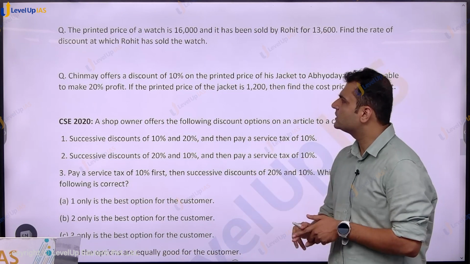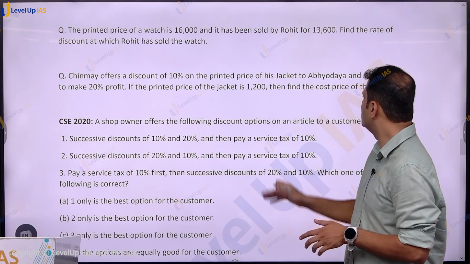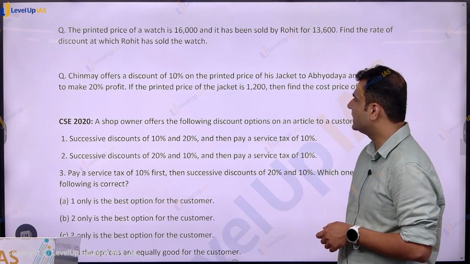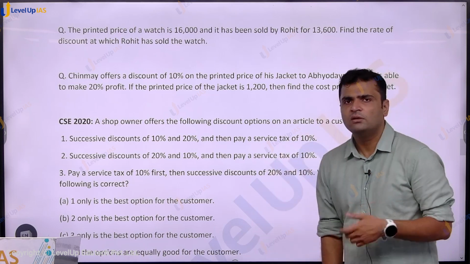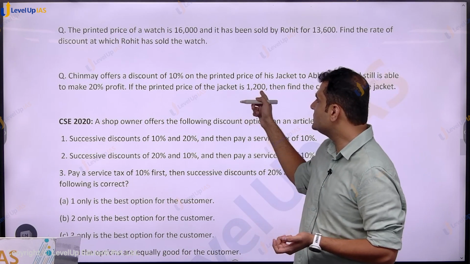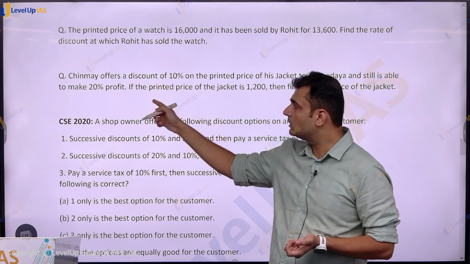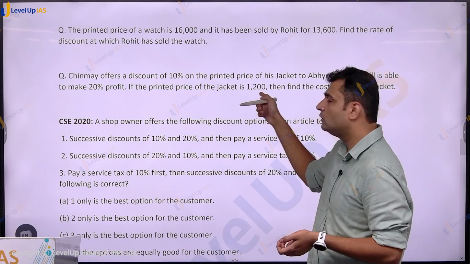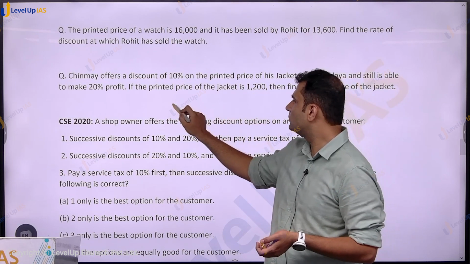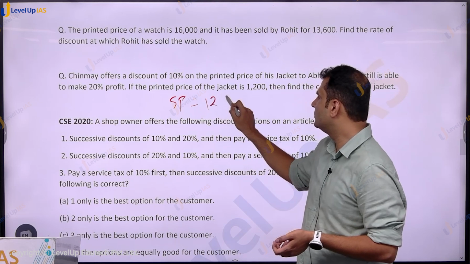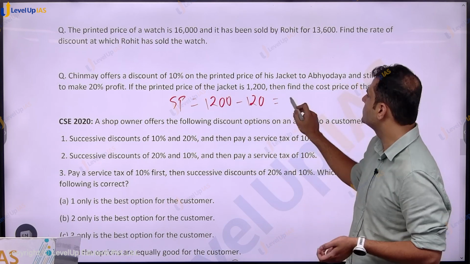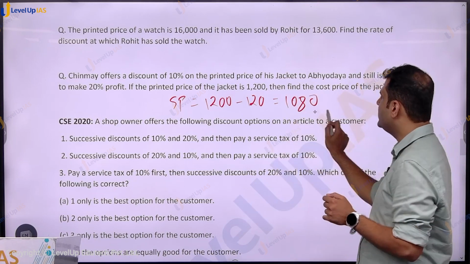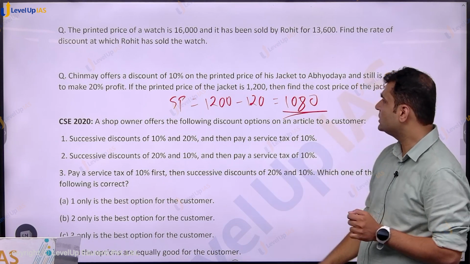Next, Chinmay offers a discount of 10% on the printed price of a jacket to Abhyoday and is still able to make 20% profit. If the printed price of the jacket is 1,200, then find the cost price of the jacket. Fine. So printed price is 1,200. He offers a discount of 10%. So how much is the selling price? Printed price minus discount. Discount is 10% of 1,200, which is 120 rupees. So selling price is 1,200 minus 120, which is 1080. This is the selling price. And at this price, he has made 20% profit. The question is to find the cost price.